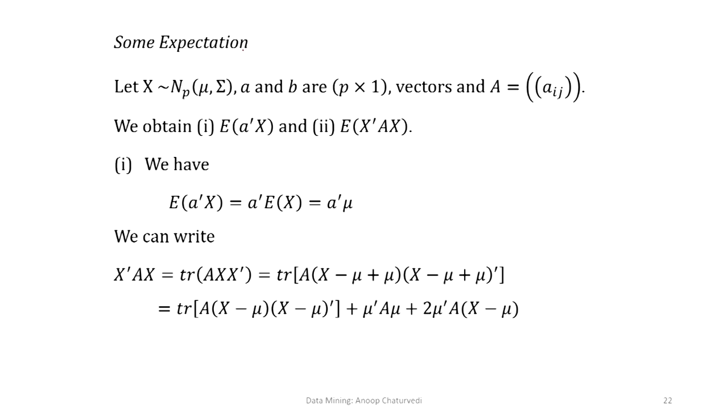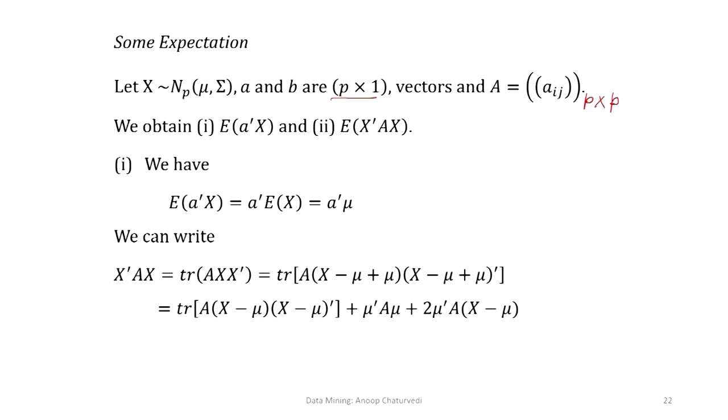Now, we consider some expectations. So, suppose x follows p variate normal distribution with mean mu and covariance sigma, and a and b are p cross 1 vectors, and capital A is equal to this matrix with ijth element a_ij. Actually, capital A is a p cross p matrix. Then you can easily obtain expectation of a transpose x and expectation of x transpose A x.